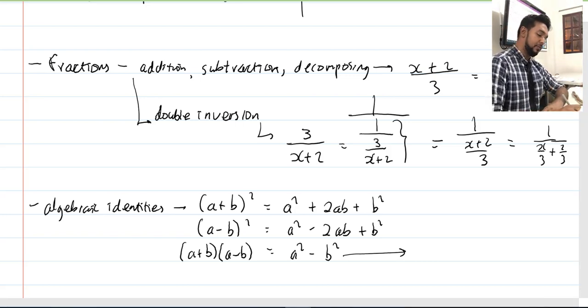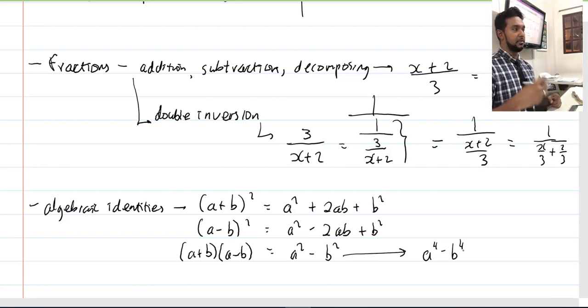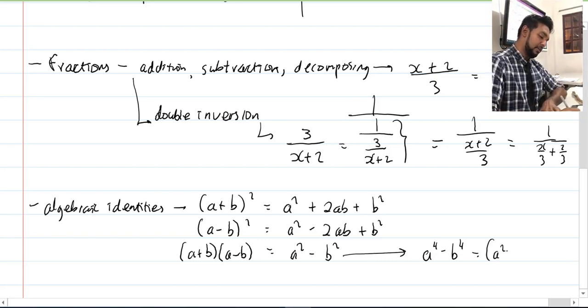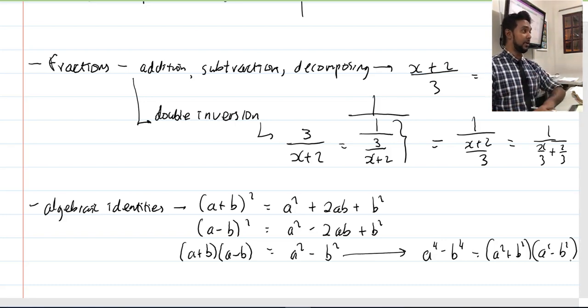You can have, for example, a to the 4th minus b to the 4th. That is also a difference of two squares. It looks like a difference of two quartics, because of the quartic powers. But isn't a to the 4th a squared squared? There you go. So you could actually factorize this as (a squared plus b squared) times (a squared minus b squared). So there are a lot of things you have to bear in mind.